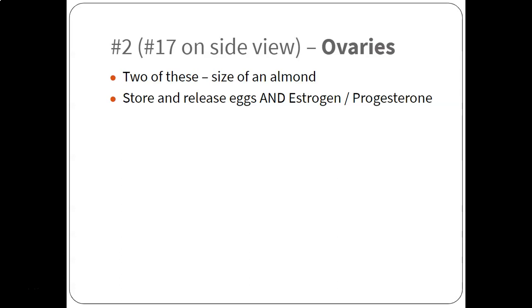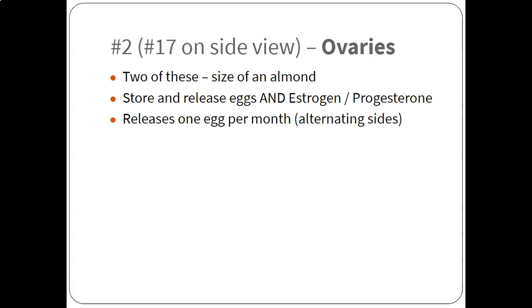In the female, the ovaries release estrogen and progesterone. The other very important job of the ovaries is to store and release the eggs. They release one egg per month. Interesting little fact about the ovaries: the ovaries do not produce eggs every day. Remember when we talked about the male, we said that there are millions and millions of sperm produced every day. So there's always fresh new sperm.